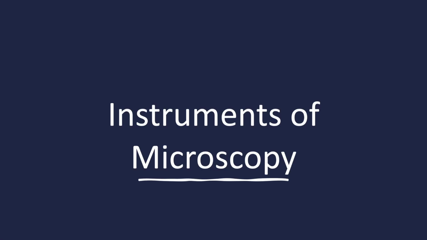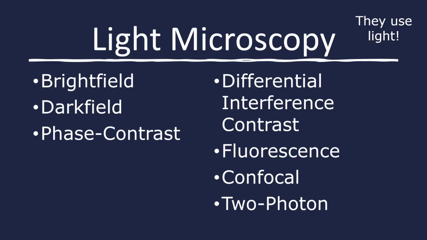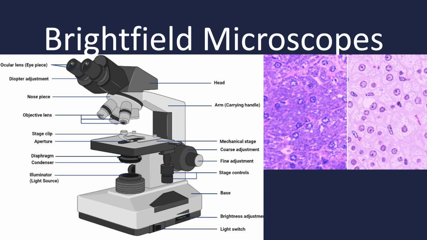In this short video, we'll explore subtypes of light, electron, and scanning probe microscopes, how each works, and what it's used for. First up, light microscopes. We're going to be covering these forms of light microscopy: bright field, dark field, phase contrast, differential interference contrast, fluorescence, confocal, and two-photon microscopy. Bright field microscopy is what most people mean by a light microscope.